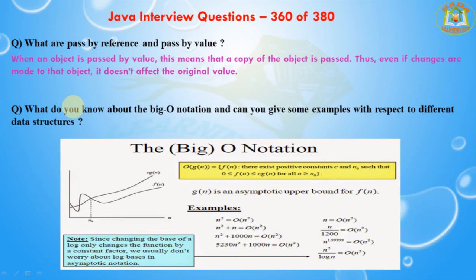The next question is, what do you know about the big O notation, and can you give some examples with respect to different data structures? Big O notation simply describes how well an algorithm scales, or its performance in the worst case scenarios, as the number of elements in a data structure increases. Big O notation can also be used to describe other behaviors such as memory consumption. Since the collection classes are actually data structures, we usually use big O notation to choose the best implementation to use based on time, memory, and performance. Big O notation can give you a good indication about performance for a large amount of data.